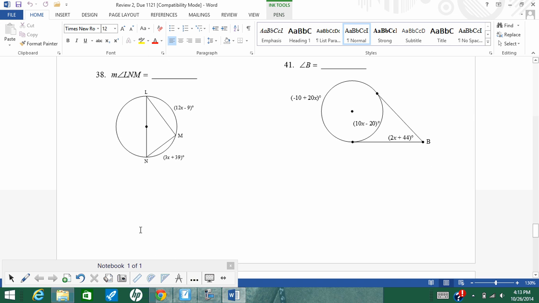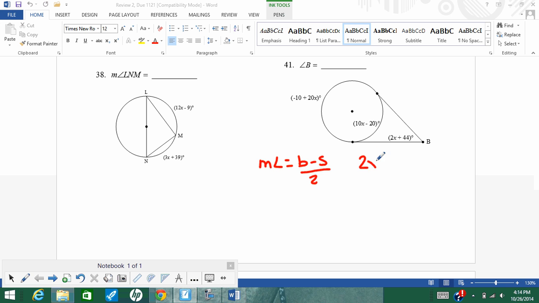I also like to do 41. Again, 38 I think is a problem we've seen in class. If you have questions on it, please don't hesitate to ask. 41, I have a big arc labeled, small arc labeled, and an angle labeled. So that's going to point me in the direction of big minus small over 2 equals the measure of an angle. So I'll plug in everything I know here.